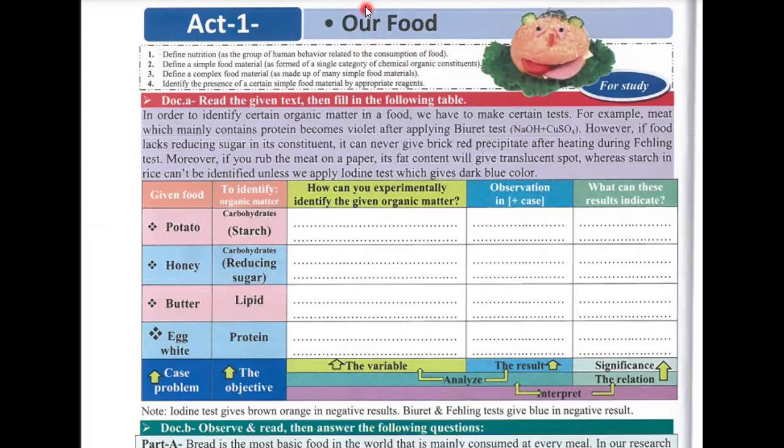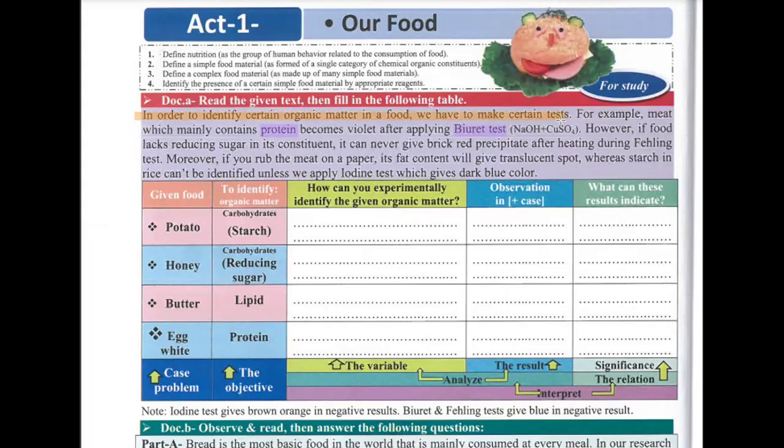In this activity, we're talking about food tests. What do we mean by food tests? In order to identify certain organic matter in food, we have to make certain tests. Food tests are tests that we make to detect the presence of some kinds of food. For example, meat, which mainly contains protein, becomes violet after doing the biuret test, which is the combination of two chemicals, sodium hydroxide and copper sulfate. Remember, meat has proteins.